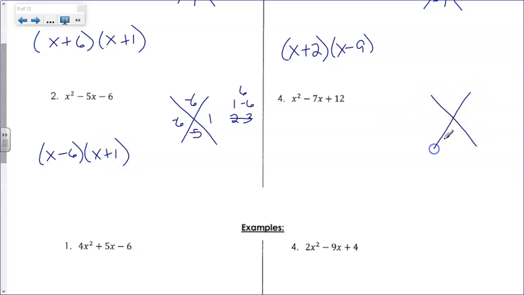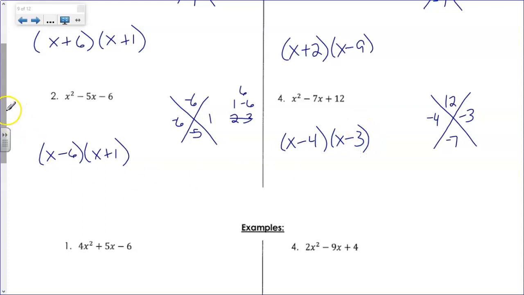Okay. The next one here is 12 and negative 7. So that's going to be negative 4 times negative 3 is 12. Negative 4 plus negative 3 is negative 7. So x minus 4, x minus 3.